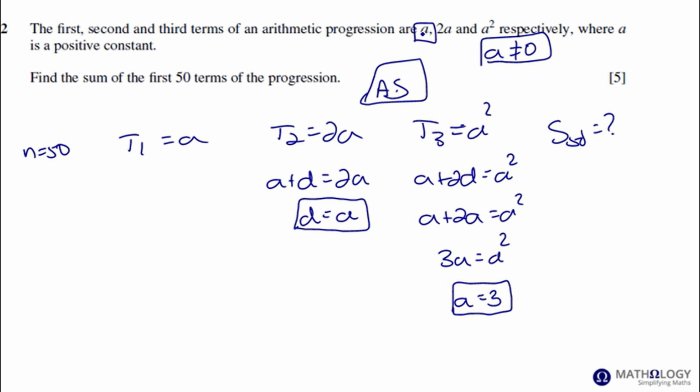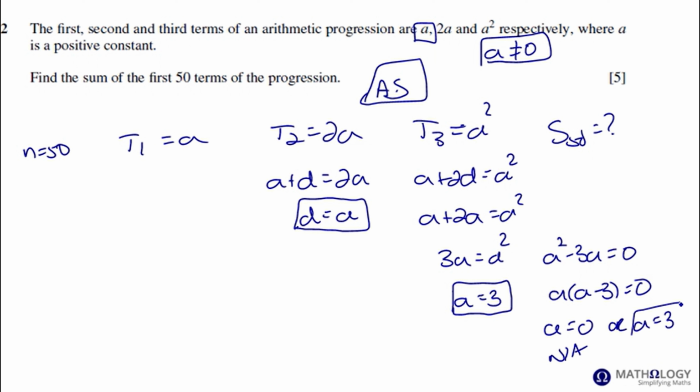If a represents the first term of the sequence and a is 0, then 2a, the second term, would also be 0, and the third term would also be 0. So you can't have a sequence 0, 0, 0 because that's not an arithmetic sequence. So a equals 0 is invalidated, so a equals 3. That's why we could divide both sides by a. Ordinarily, if this is a normal quadratic, you would have solved as follows. You can still do it like this, but you need to invalidate a equals 0. Whichever way you want to do it is up to you. Okay, so we know that a equals 3.